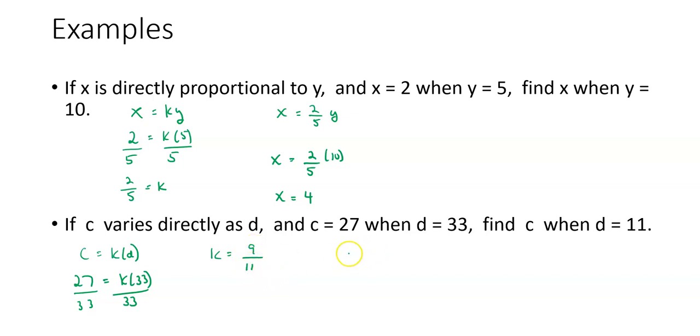All right. Look how nicely this is set up, though. Find c when d is 11, so we go back to our original equation. We want to find c. We know that k is 9 over 11. We know that d is 11. The 11s cancel top and bottom, and we get c is 9.